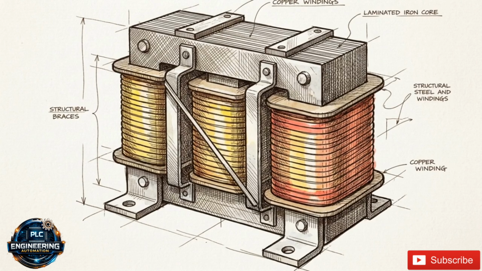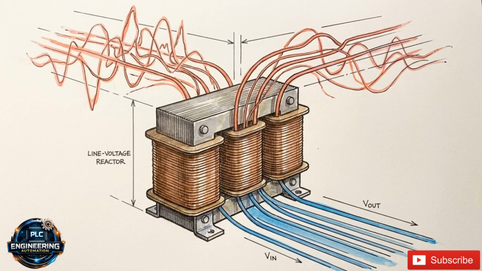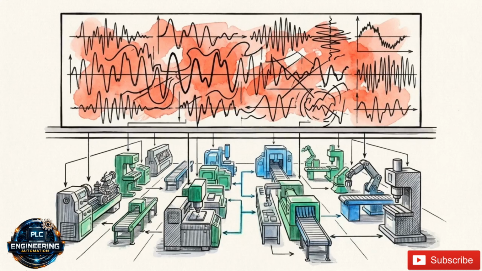Next, an input line reactor is installed. This inductive coil serves a dual purpose. It absorbs incoming high-voltage transients from the grid, and it prevents the drive's internal switching harmonics from polluting the factory's electrical system.